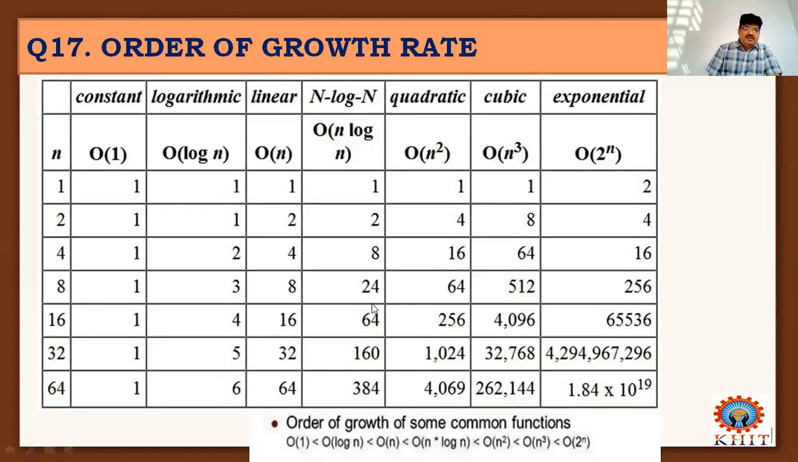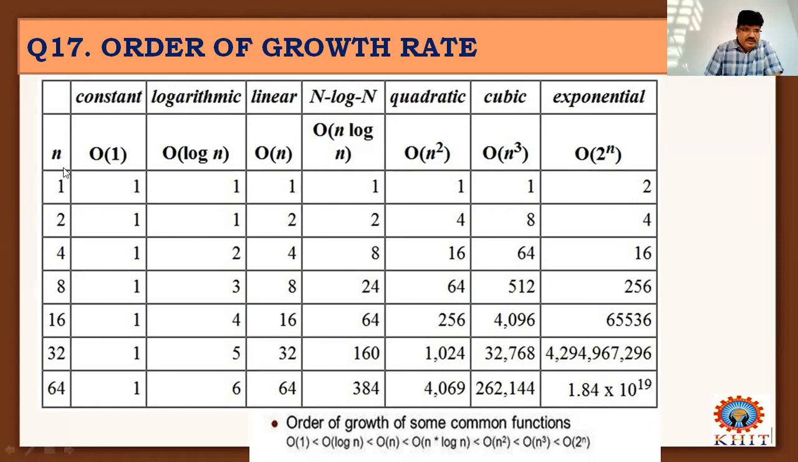Some of the typical complexities of an algorithm are listed in the table, showing the order of growth rate of an algorithm. The first one is order of one, which is constant. Next one is order of log n, logarithmic. Then order of n, order of n log n, order of n square, quadratic, order of n cube, cubic, and order of 2 power n, exponential. In this way we can measure.